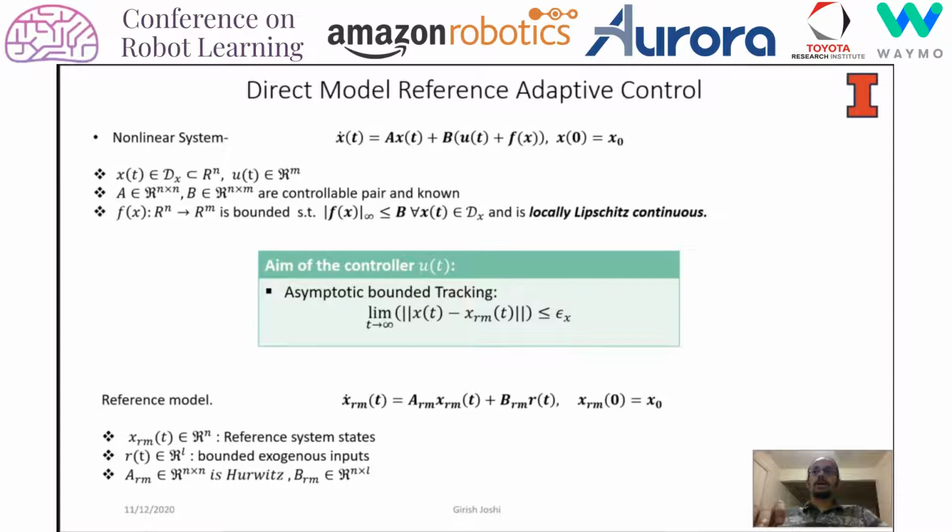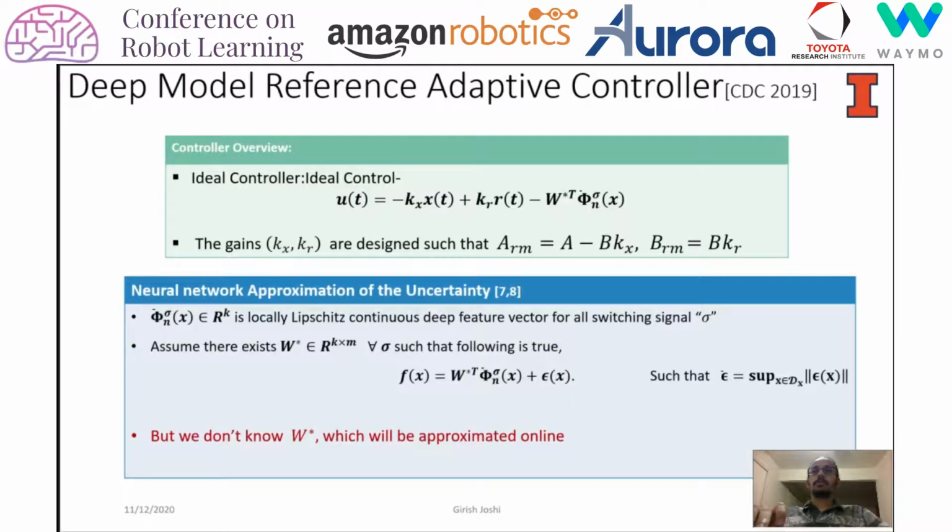The reference model dynamics are given as follows, where R of t is a bounded reference signal and A_RM is Hurwitz. Now the ideal controller would be given as follows. The feedback gain k of x and feedforward gain k are designed according to the following equations. The last term in the control law is the adaptive control part and is used to negate disturbances f of x. Here we use the universal approximation property of neural networks, and f of x can be defined according to the following equation. W star denotes the set of ideal weights and phi of x denotes the deep feature vector or basis function.